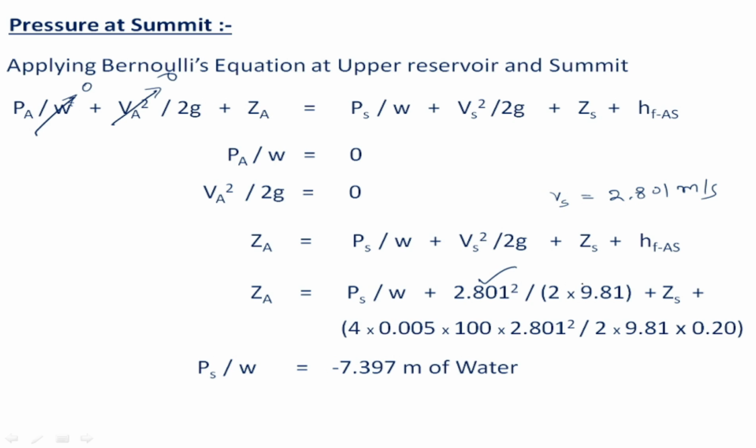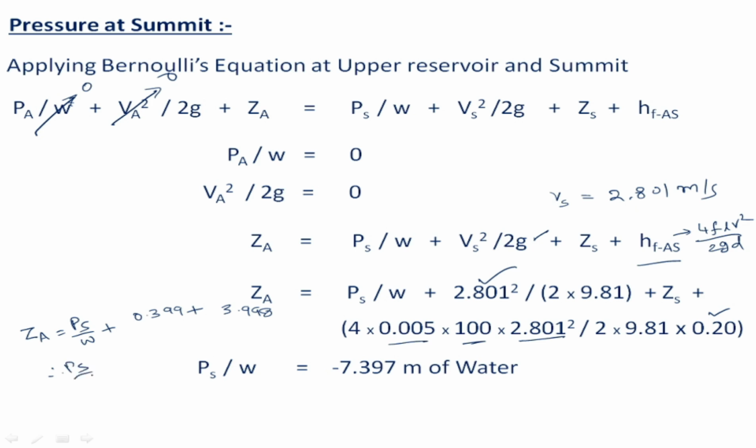2.801 whole square divided by 2 into 9.81. Acceleration due to gravity is 9.81, plus ZS, plus loss of head due to friction, 4 into FLV square by 2GD. We know F value and the length. Here 100 is the length from upper level water reservoir to summit. Velocity 2.801 divided by 2GD. D is the diameter of the pipe. So ZA is equal to PS by omega plus velocity head, 2.801 whole square divided by 2 into 9.81, which is equal to 0.399, plus HF value is 3.998.